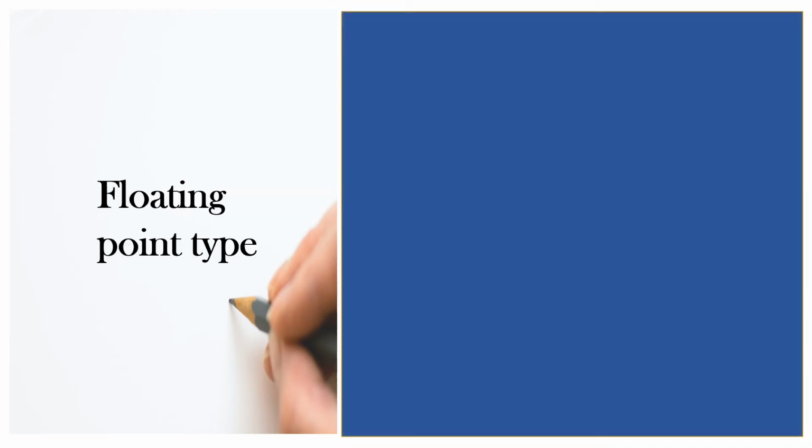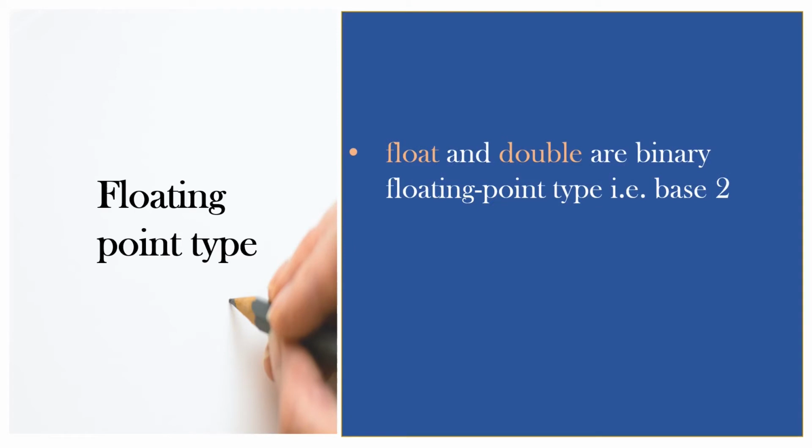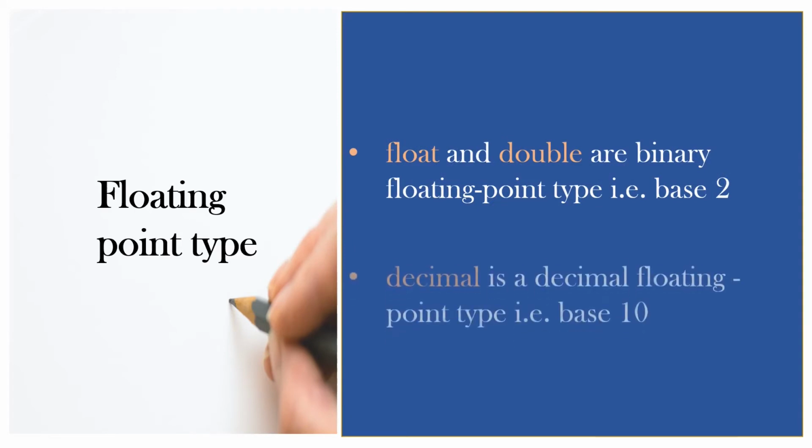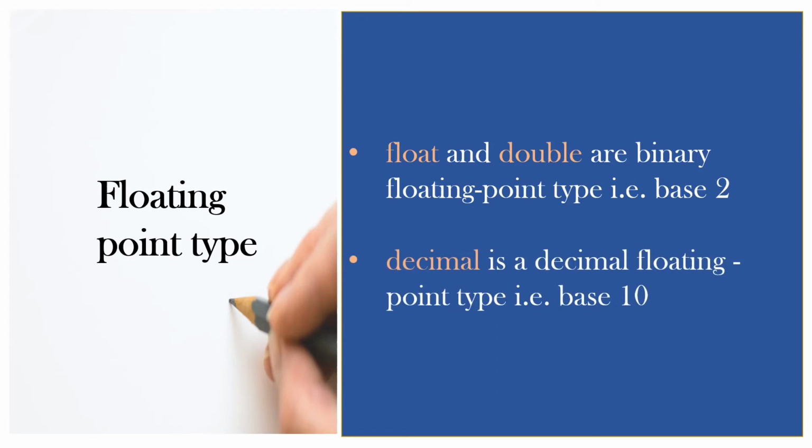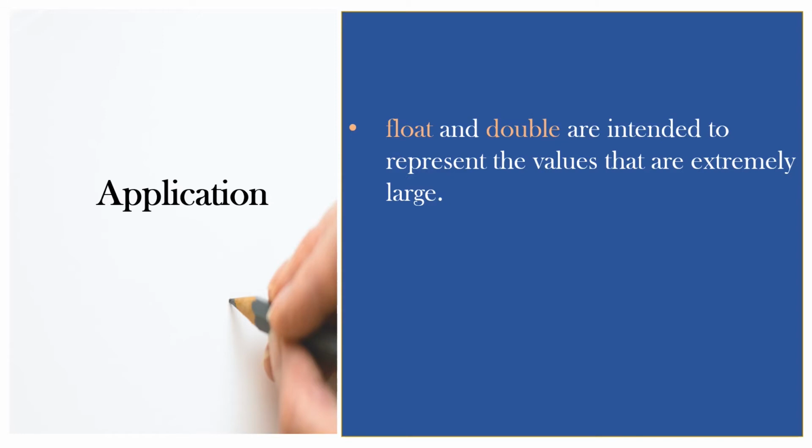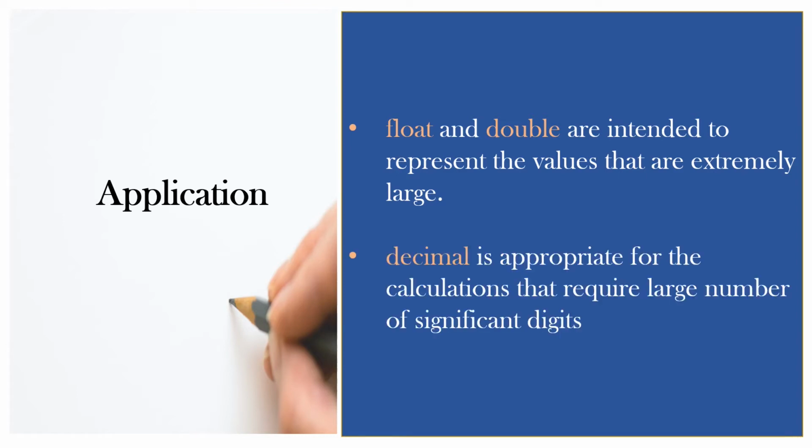The second difference is float and double are binary floating point types, that is their base is 2, and decimal is a decimal floating point type, that is its base is 10. Float and double are intended to represent values that are extremely large or extremely small and often are imprecise, whereas decimal is appropriate for calculations that require a large number of significant integers and fractional digits and no round-off errors.